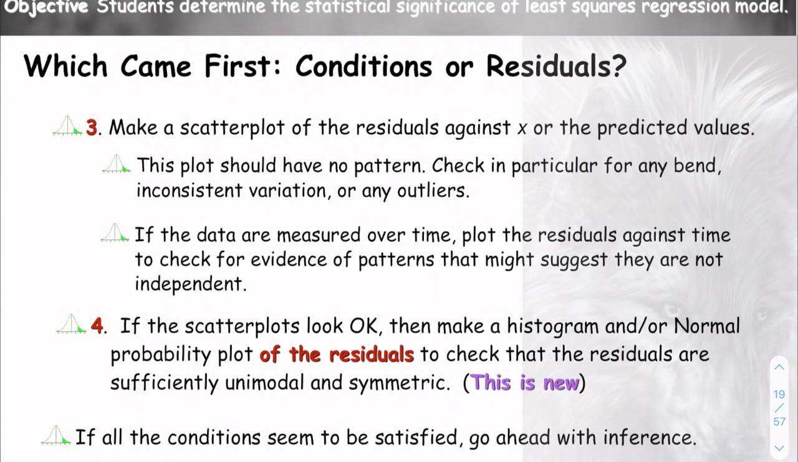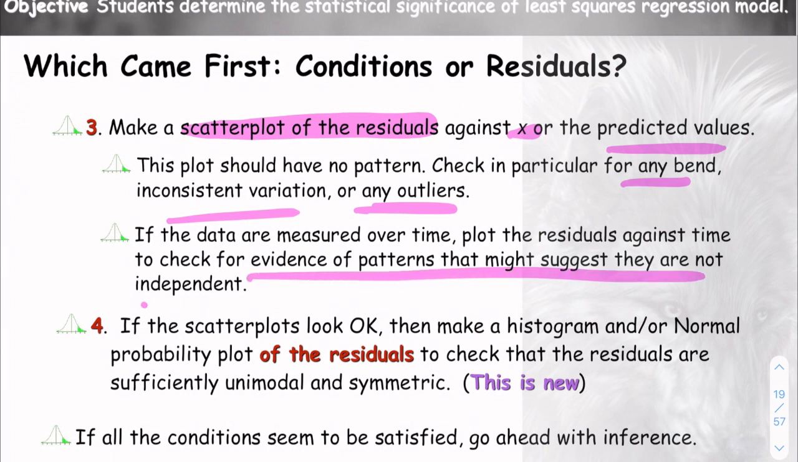Next, we make a scatter plot of the residuals against the x or the predicted values. So this plot should have no pattern, and check in particular for any bend or inconsistent variation or any outliers. And those are our keys to see, does the plot thicken at all? If the data are measured over time, plot the residuals against time to check for evidence of patterns that might suggest they are not independent. So that's just a special case to make sure that if you're comparing things to time, this is what we need to check.